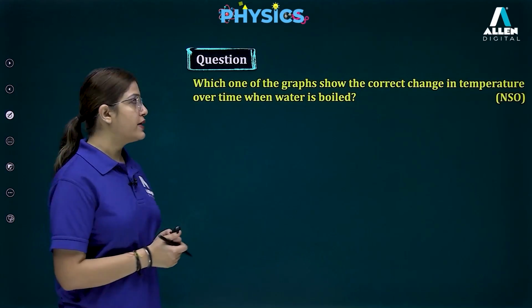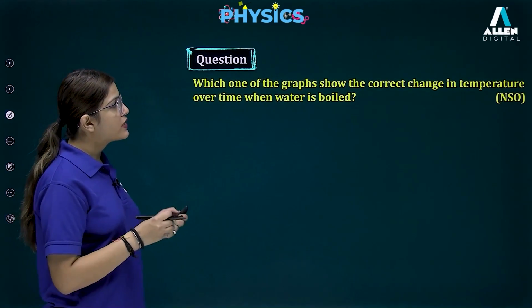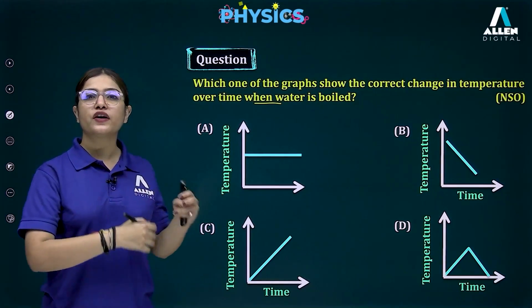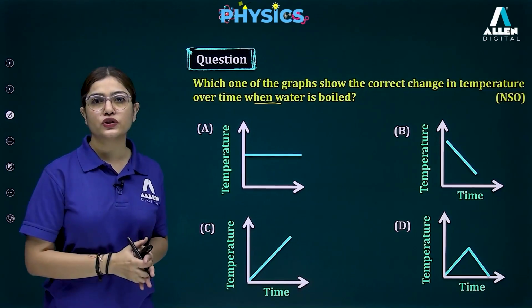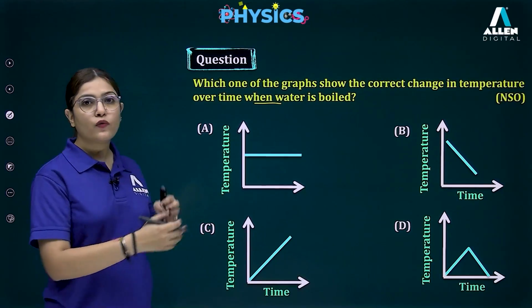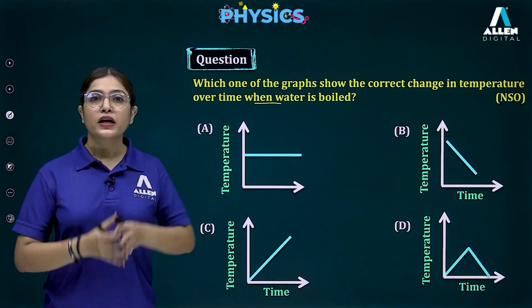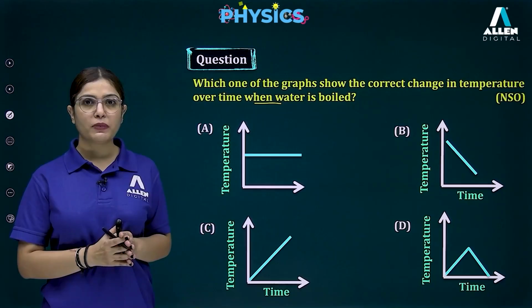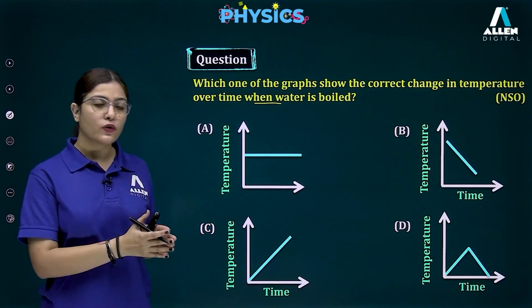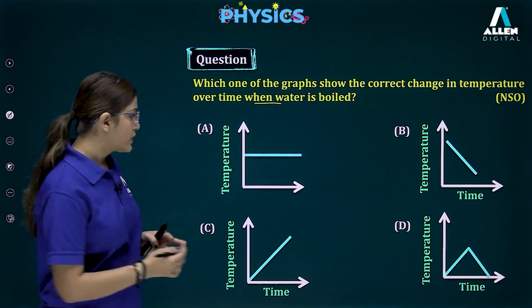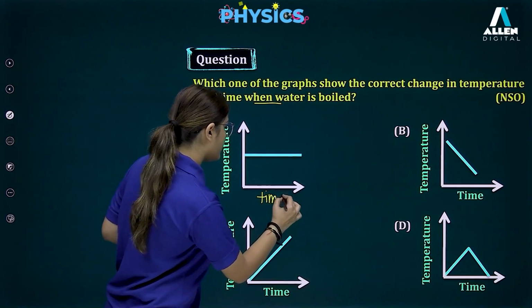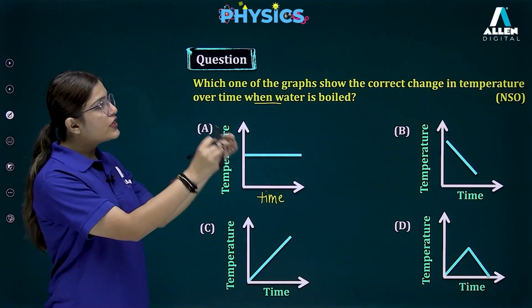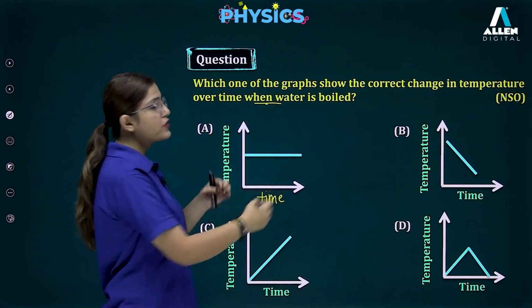Now let's see what is the next. Which one of the graphs shows the correct change in temperature over time when water is boiled? So what we are doing here, we are giving the temperature to the water, and then we will find out water starts boiling. So we are giving the temperature. Here we have 4 graphs, and the graphs will be in between temperature and the time. Okay, we have a temperature and time graph. We can write here time. So here the question says that the correct change in temperature over time when water is boiled.